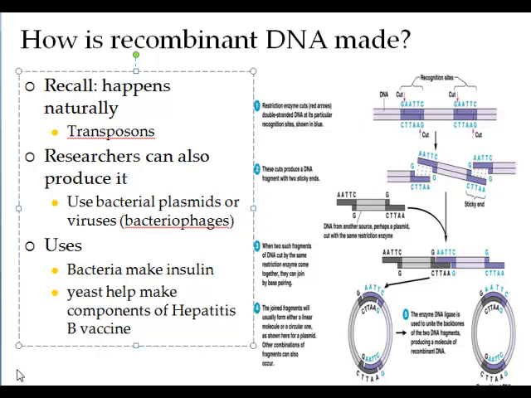Examples of these are bacteria that make insulin and yeast that help make components of the hepatitis B vaccine. So in this example, I have again shown you the recognition site that is cut by the restriction enzymes. When a restriction enzyme cuts a particular site, it actually leaves a blunt end and a sticky end on the other segment of DNA.